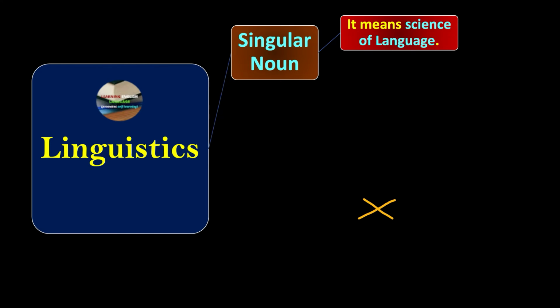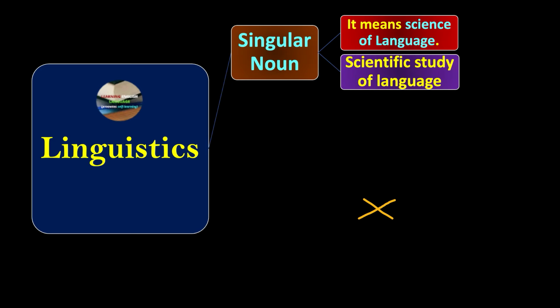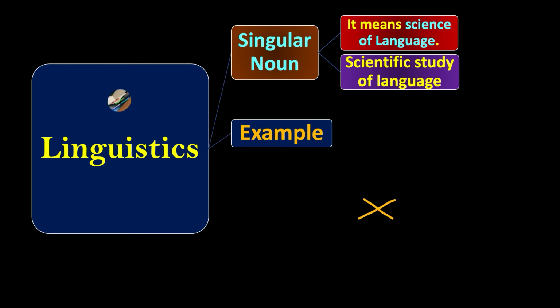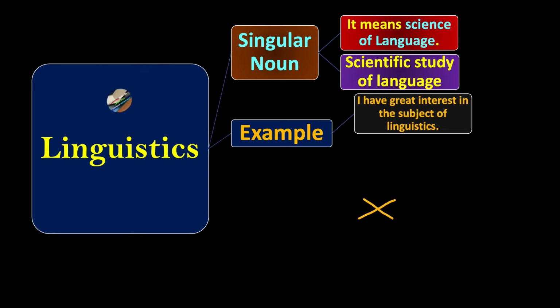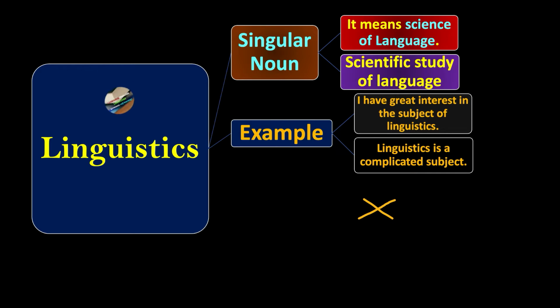Hello and welcome to another new word: linguistics. It's a singular noun and it means the science of language. In other words, we can also say the scientific study of language. For example, I have great interest in the subject of linguistics. Linguistics is a complicated subject.